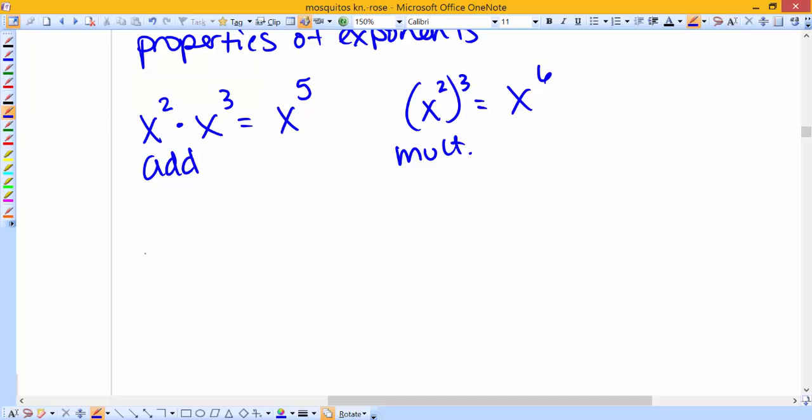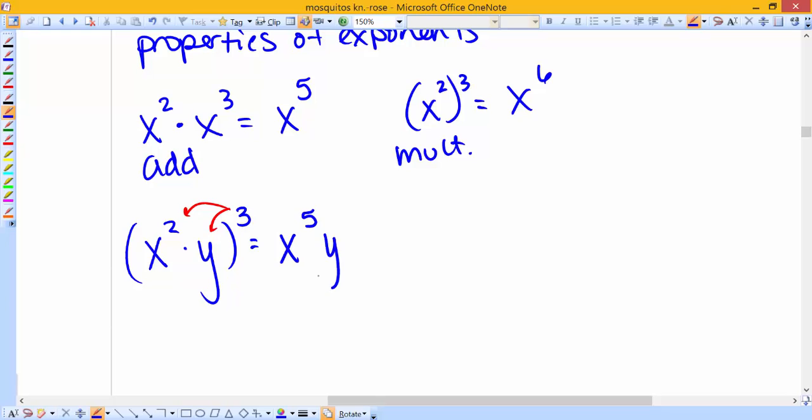Now, what if I have an x squared and a y inside the parentheses and a 3 on the outside? This is when you can distribute. This is the only time, because it's multiplication inside. So I still multiply my exponents. This will give me x to the 5th, y to the 3rd, because there is an invisible 1 on the y.